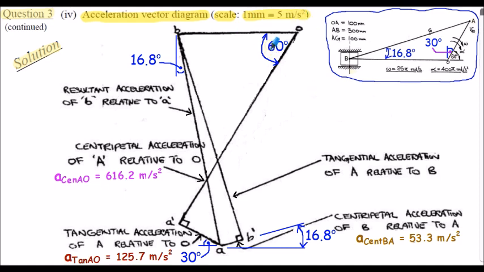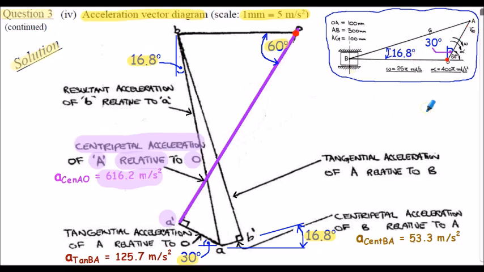I've added various angles to the acceleration vector diagram here to hopefully help with your construction. I know some students find it difficult to understand at which angles to draw the vectors on the diagrams. Hopefully extracting the angles from the mechanism drawing itself and adding them to the vector diagram may help you with your construction.